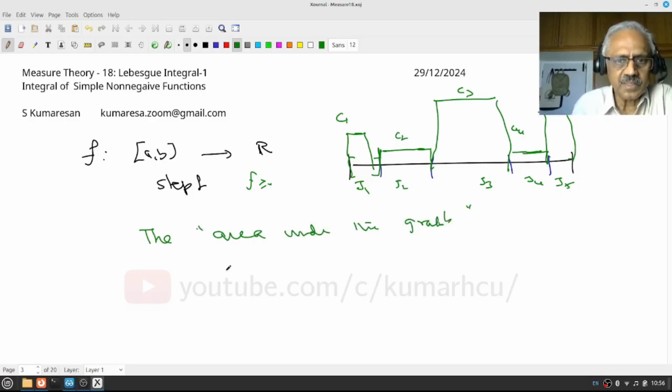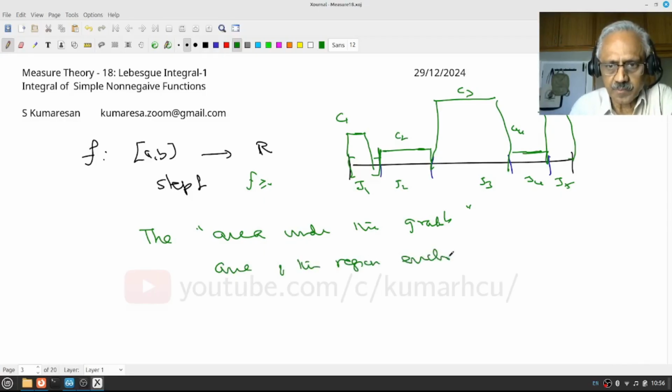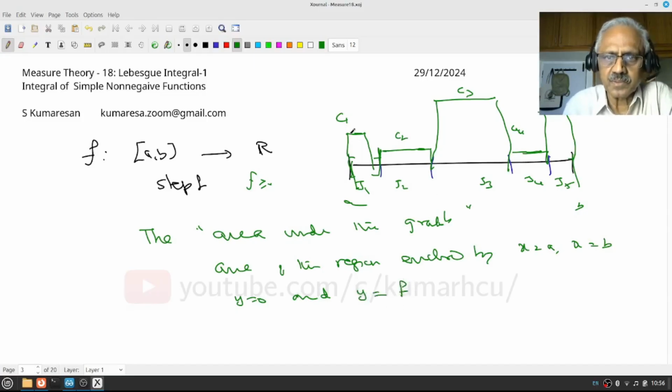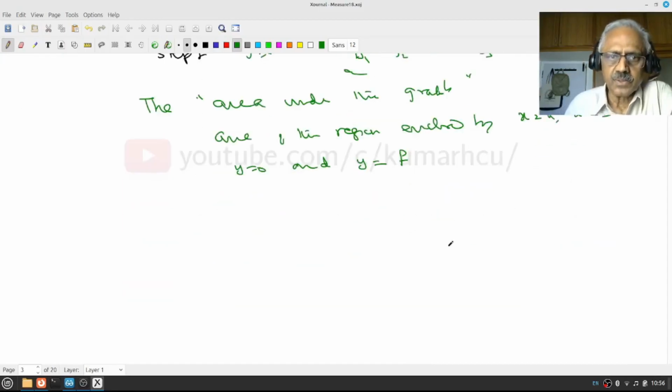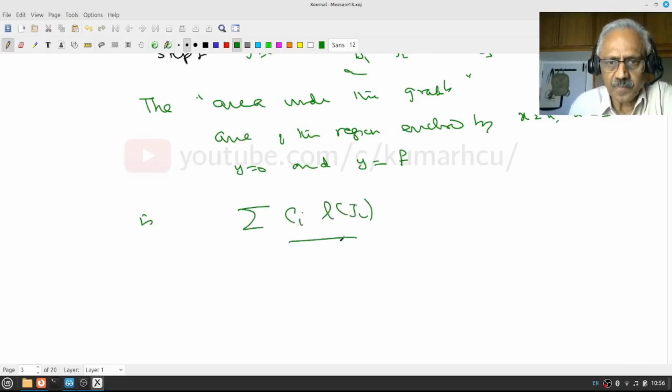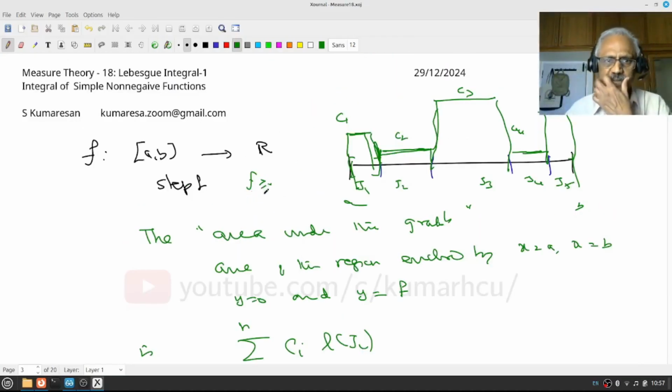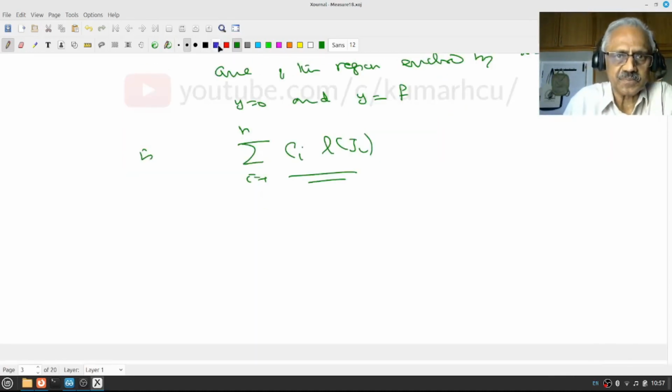This means the area of the region or the set enclosed by, let us say this is equal to a, this is equal to b, enclosed by x equal to a, x equal to b, and y equal to 0, and y equal to f. This is y equal to f. So it is nothing other than the sum of Ci times the length of Ji, i equal to 1 to n. Here I just put only n equal to 4 or 5, but you know what it means, right? This is what we want to generalize.